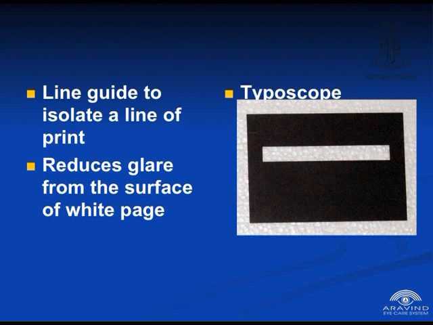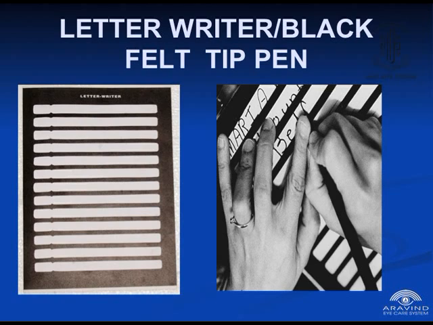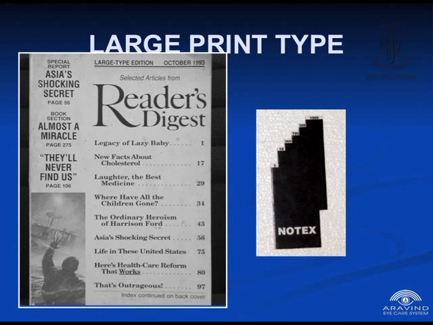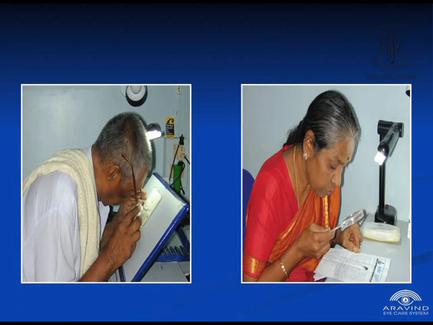This is a typoscope that a low vision patient uses. It's a line guide to isolate a line of print and reduces glare from the surface of the white page. These are rectangular slits which the low vision patient uses. It can also be combined with a bold black felt pen, which is very useful for people with low vision to write. Again, large print types are available. Reader's Digest has a large print type. The low vision patient uses it for currency notes.